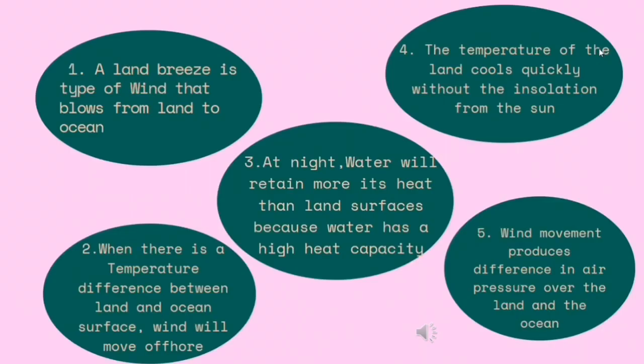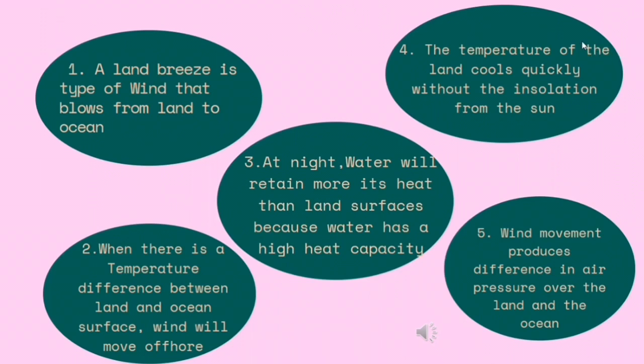Firstly, a land breeze is a type of wind that blows from the land to the ocean. Secondly, when there is a temperature difference between the land surface and the ocean, winds will move offshore. Thirdly, everyone knows that land breeze usually occurs at night, right? Because during the day, the sun hits land surfaces, but only to a depth of a few inches. At night, water retains more of its heat than land surfaces because water has a high heat capacity.